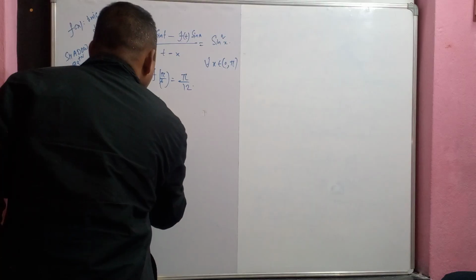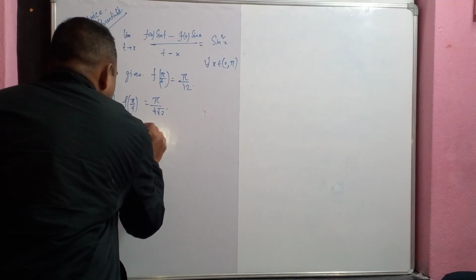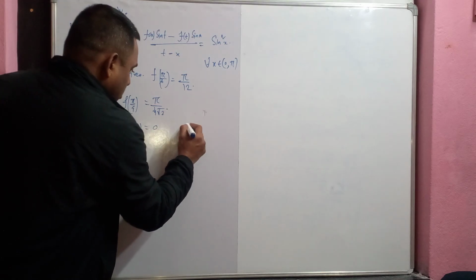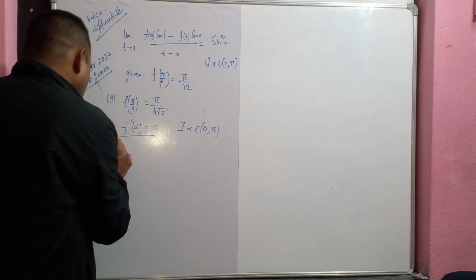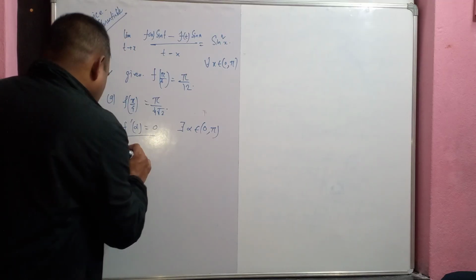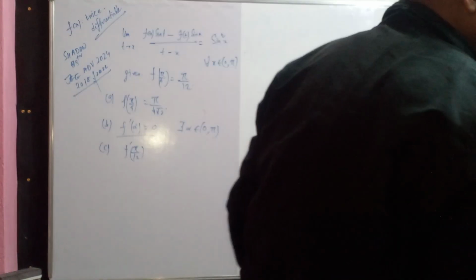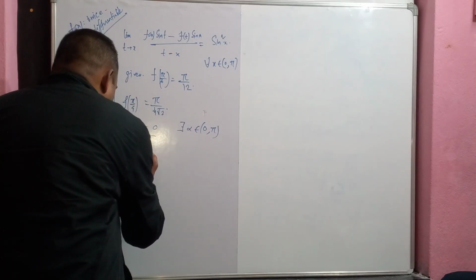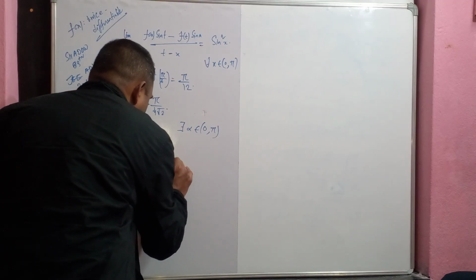Then f(π/4) is π/4 root 2. Then, does there exist an α belonging to (0, π) such that f'(α) is 0 or not? The next option is f'(π/2), sorry, f''(π/2) plus f(π/2) equals 0.